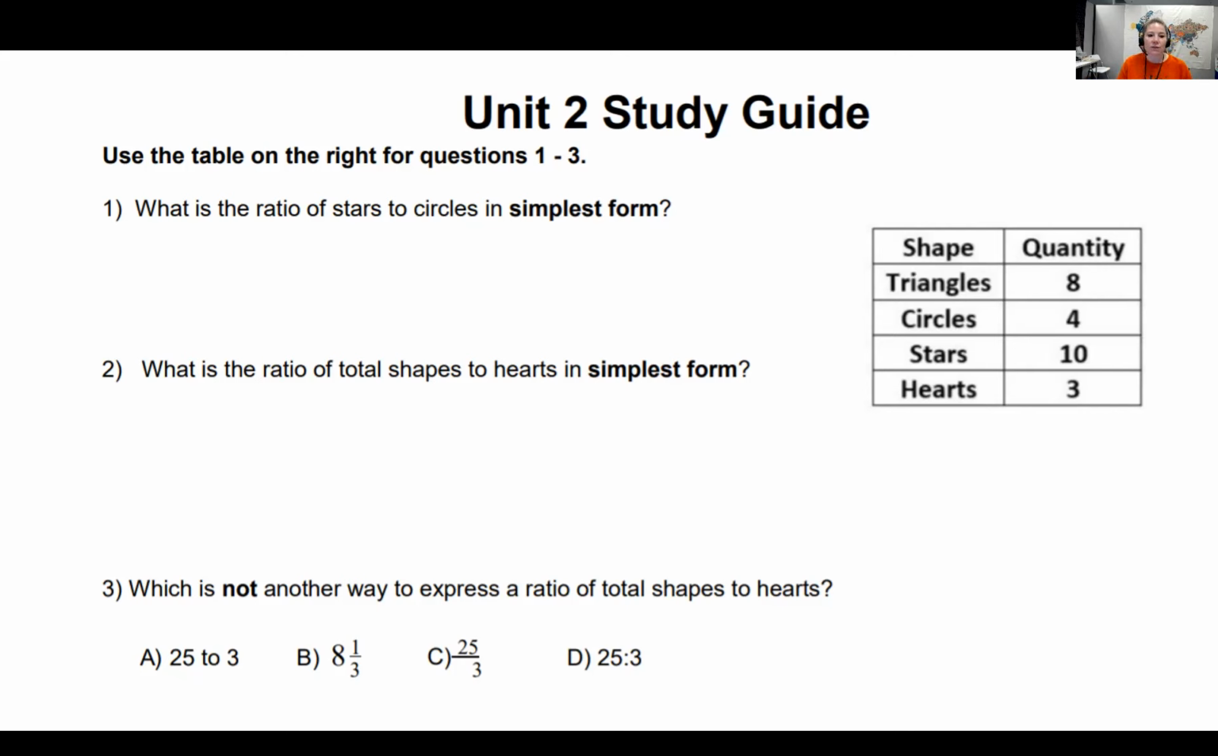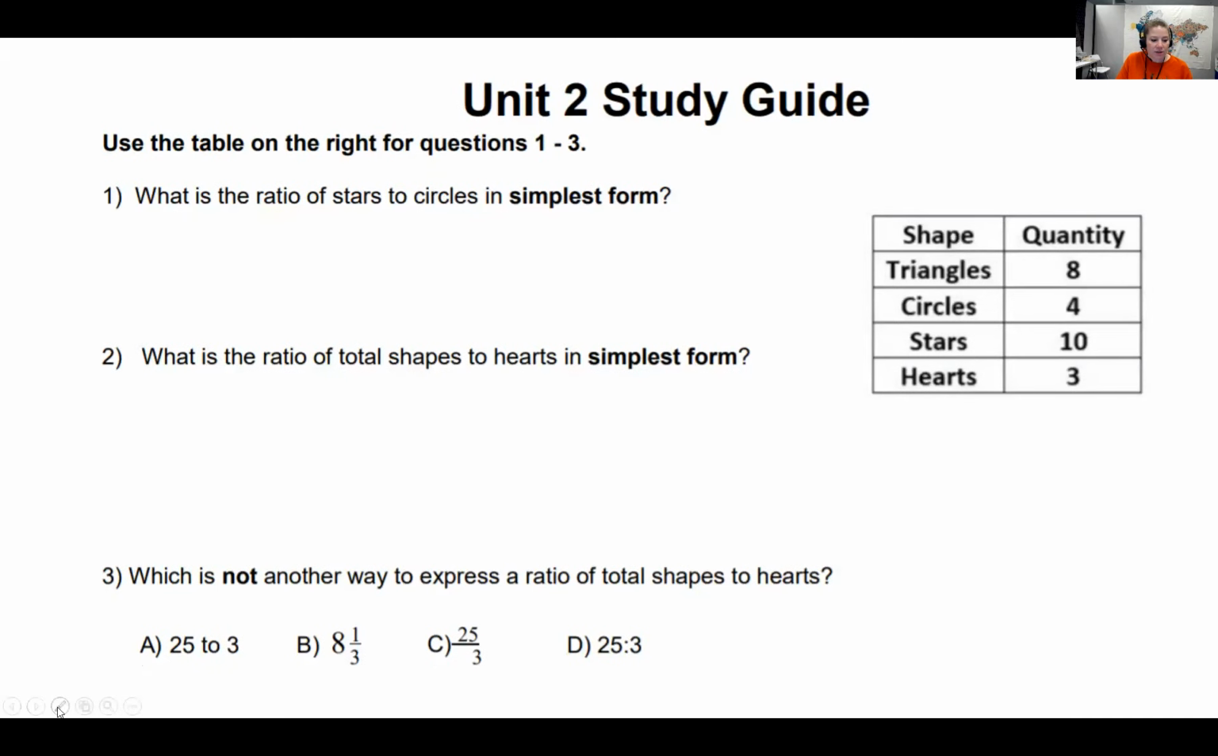So number one, what is the ratio of stars to circles in simplest form? So it looks like we have a total of 10 stars. Let me turn my pen on here. So 10 stars to 4 circles. And so since it says simplest form, we're dividing both of those numbers by 2. So our final answer is 5 to 2. You can write ratios in fraction form, you can use the word "to", or you could use a colon. Those are all correct.